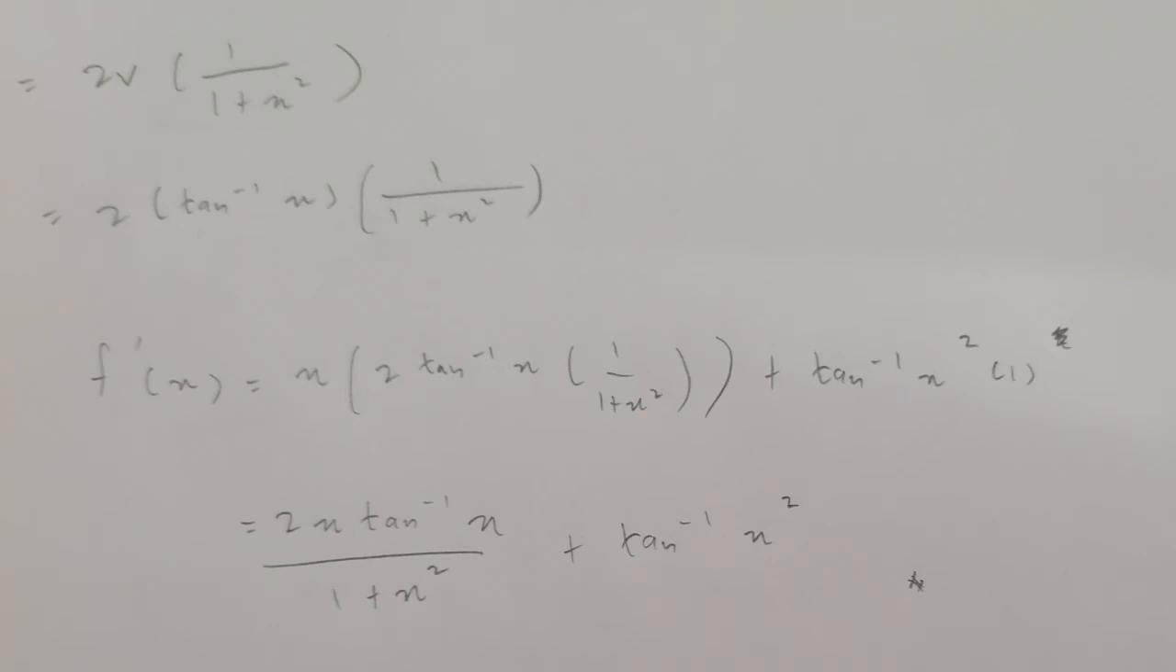We just use the product rule. U equals x, and then v prime equals 2 inverse tan x times 1 over 1 plus x squared, and then plus v, which is inverse tan x squared, by the way, times 1, which is the u differentiation. And then we simplify it, and then you got the answer. Next question.